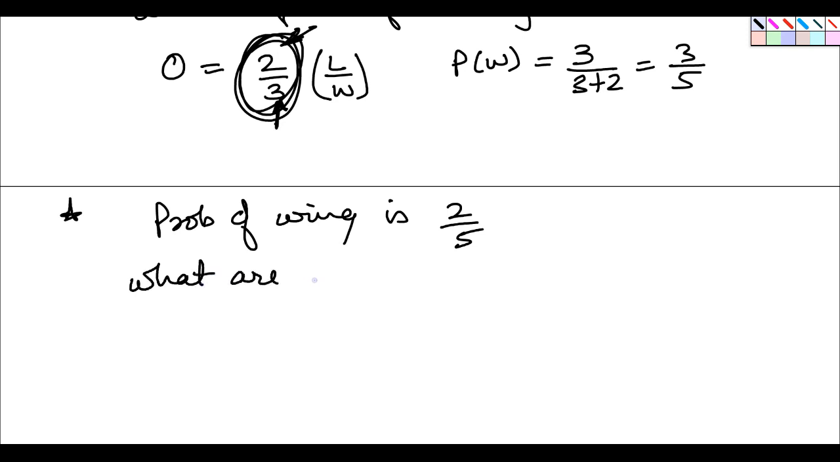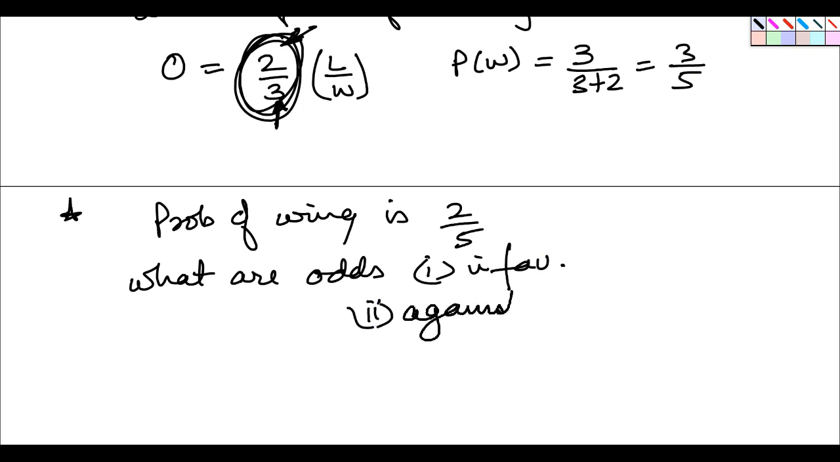What are odds in favor and against? Odds in favor. Now the probability of winning is 2 by 5. What do we mean by a probability of 2 by 5? There will be 5 games and I'll be winning 2 of those.